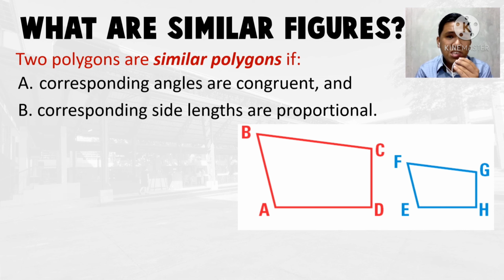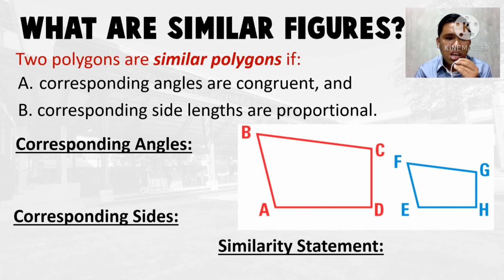Quadrilateral ABCD is being compared with the quadrilateral EFGH. So I have here these three things that we must name with regards to these given properties. The first one is the corresponding angle. Next is the corresponding side. And the last, and certainly not the least, is we should name what is the similarity statement of these two given figures.